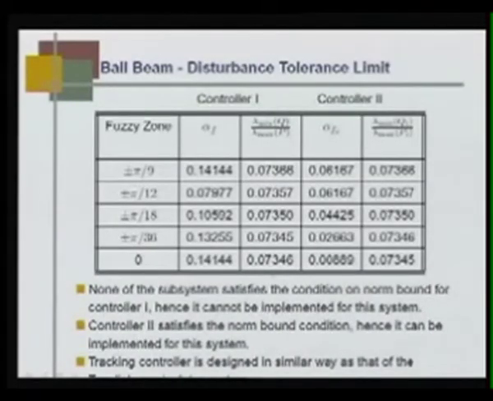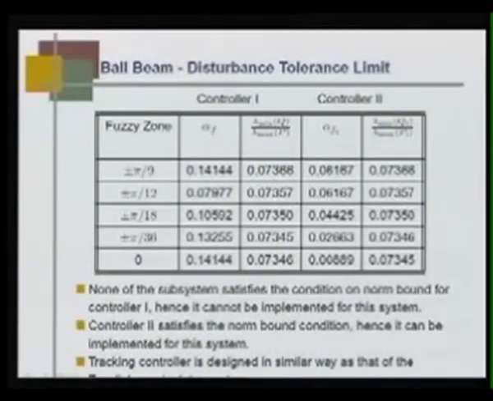I will not go into the details of this. You see that for the ball beam system, we could not implement controller 1 as well as Jack's controller; we could implement only controller 2, because of the relaxation that this controller provided. This condition was not satisfied for the ball beam system by controller 1, whereas it is satisfied for controller 2. None of the subsystems satisfies the condition on norm bound for controller 1, hence it cannot be implemented for this system.